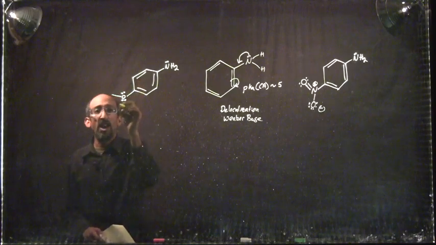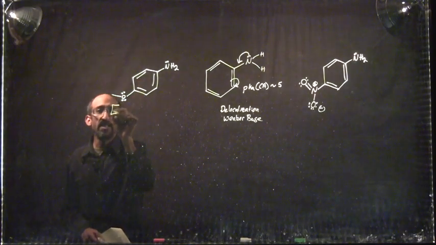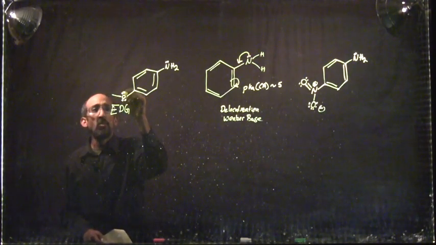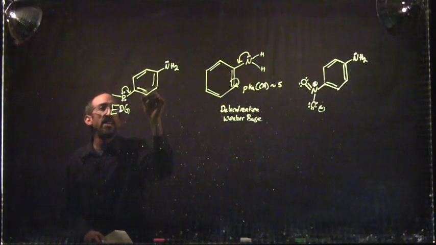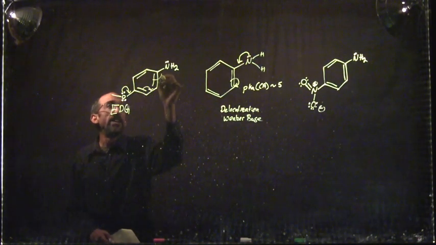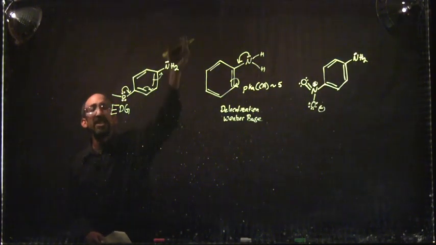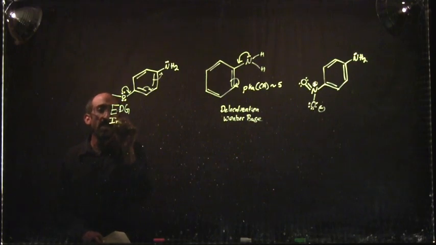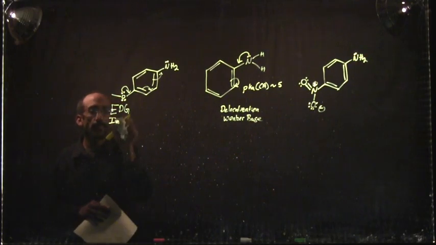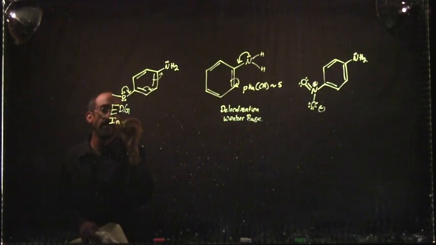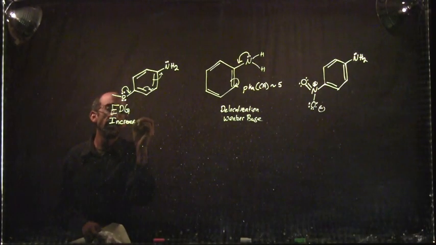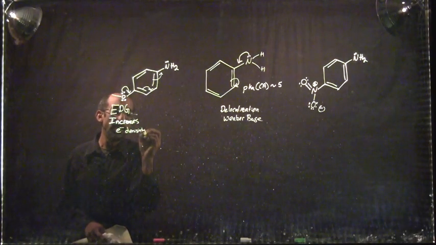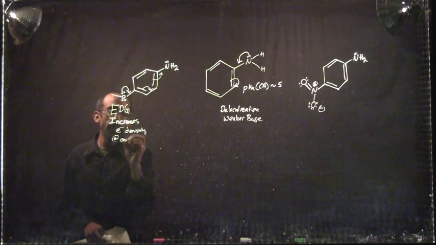Since this methoxy group is an electron donating group, one of the lone pairs on the oxygen can donate into the ring, all the way towards this nitrogen, and increase electron density on this nitrogen. So this electron donating group increases electron density at the aniline nitrogen.